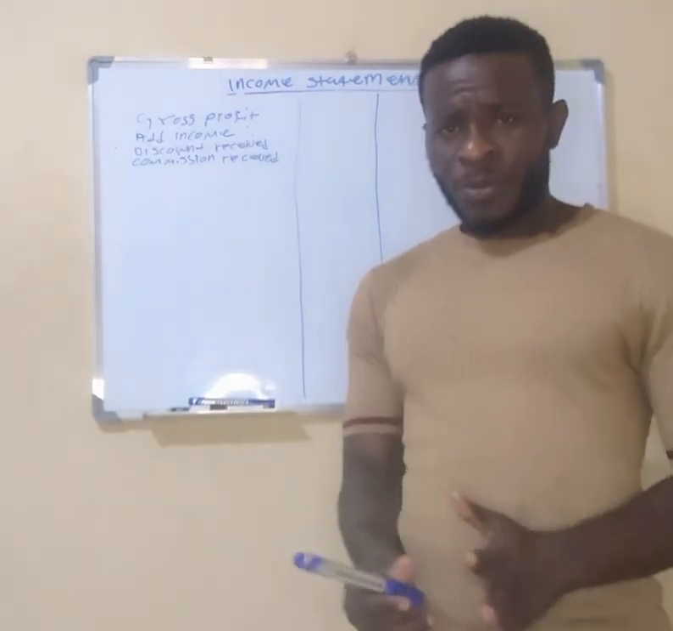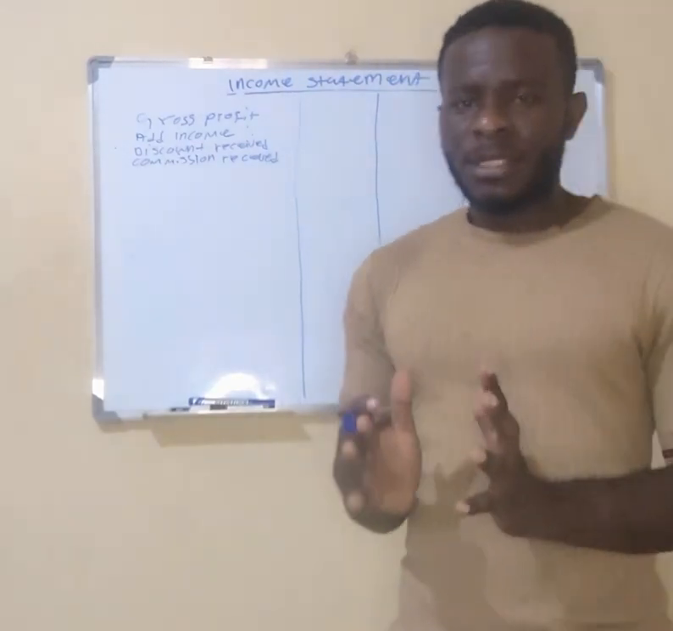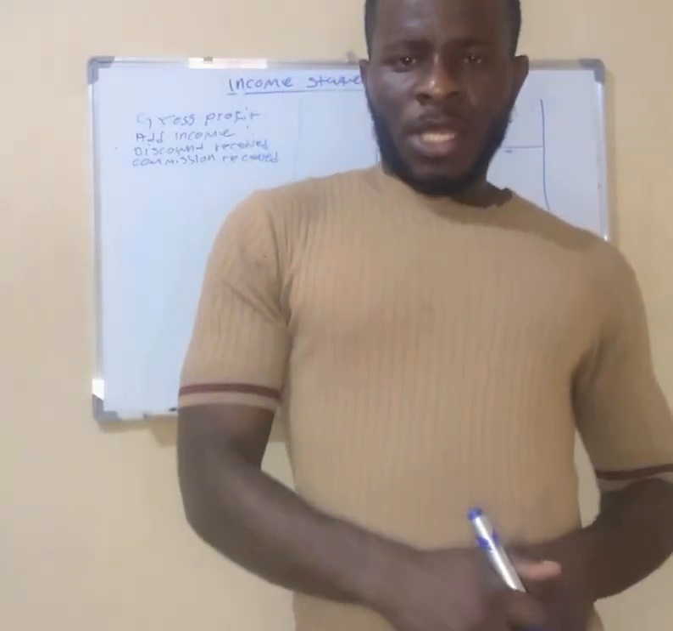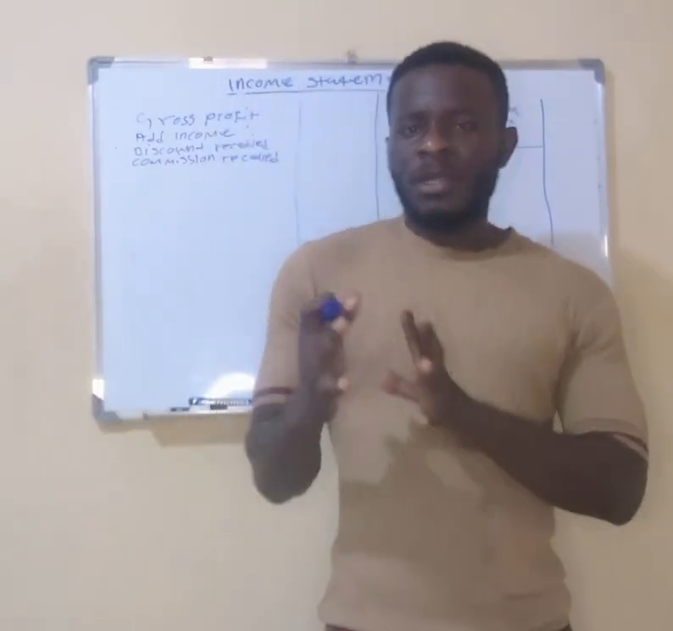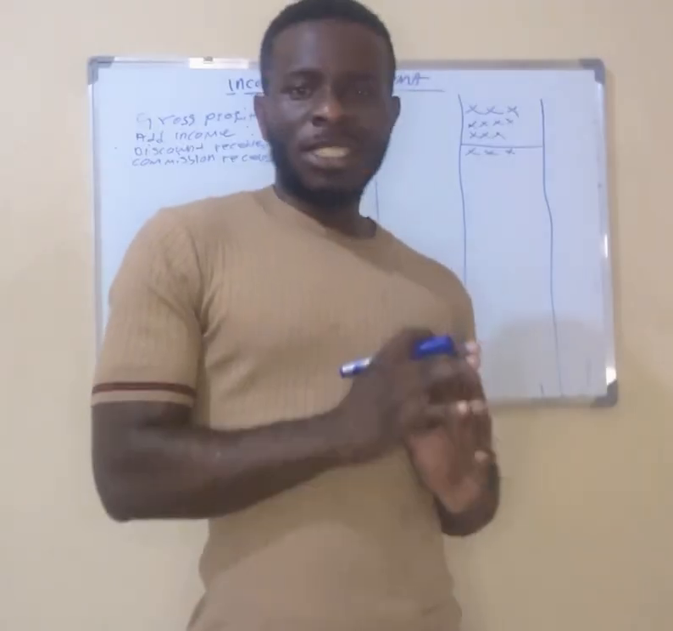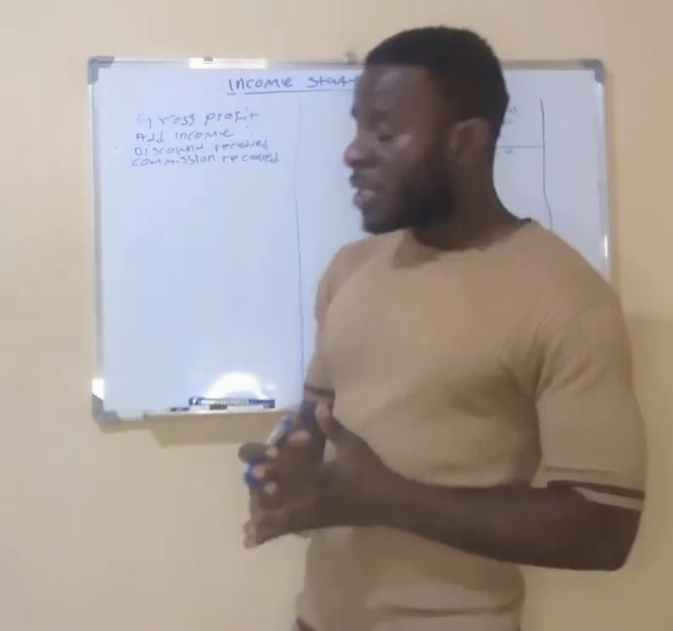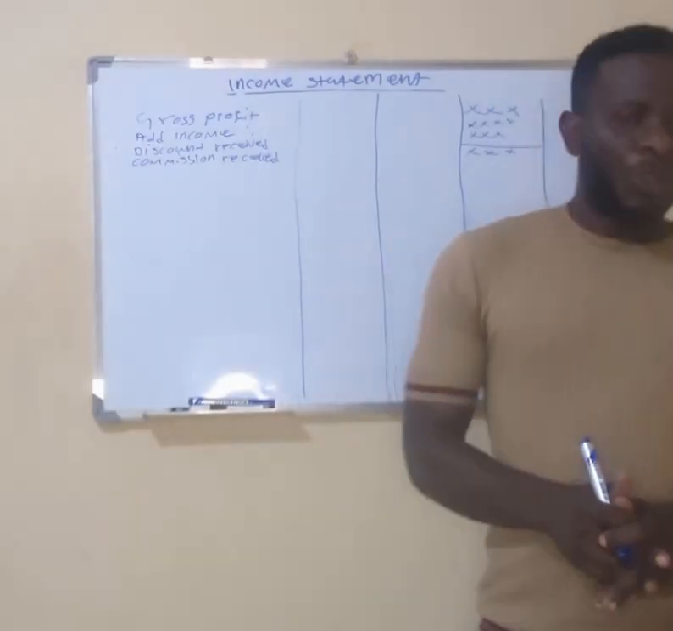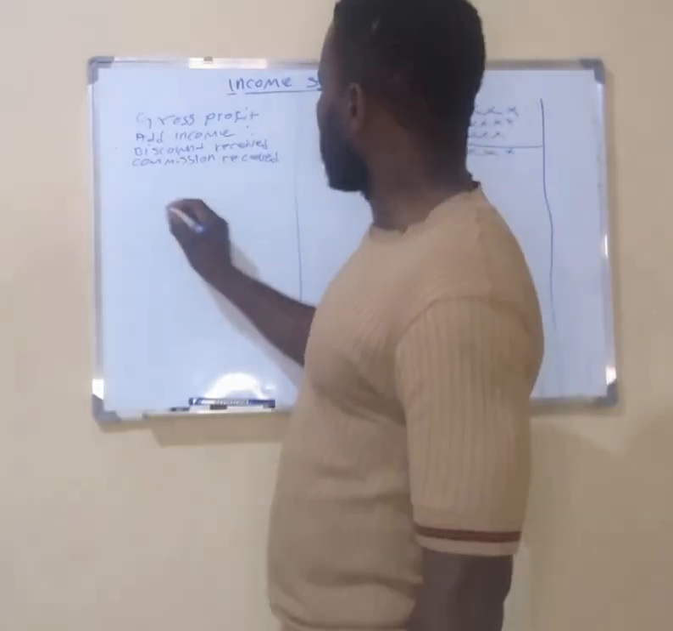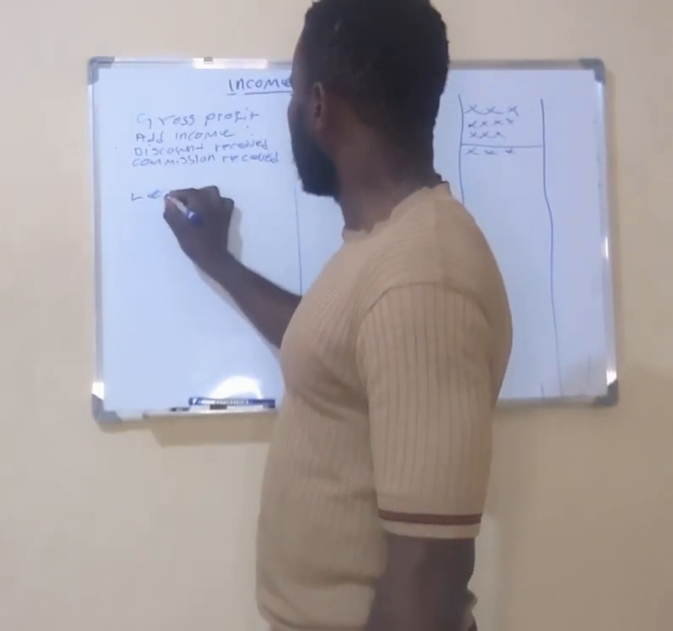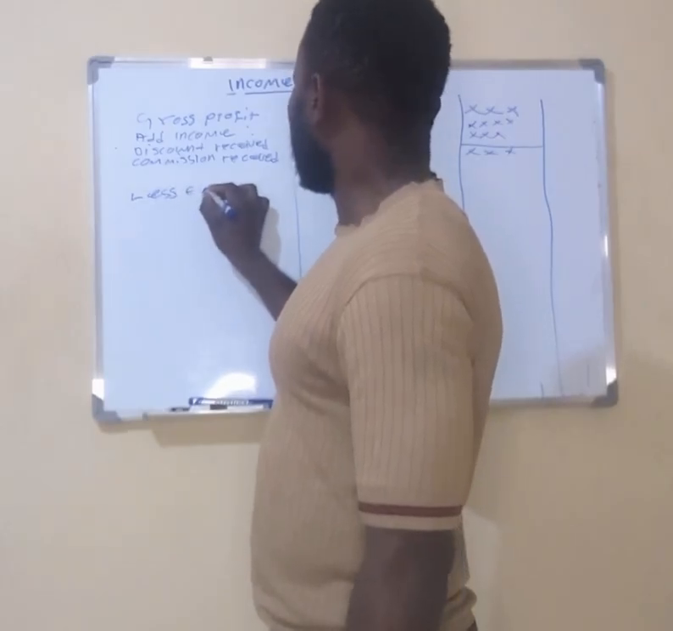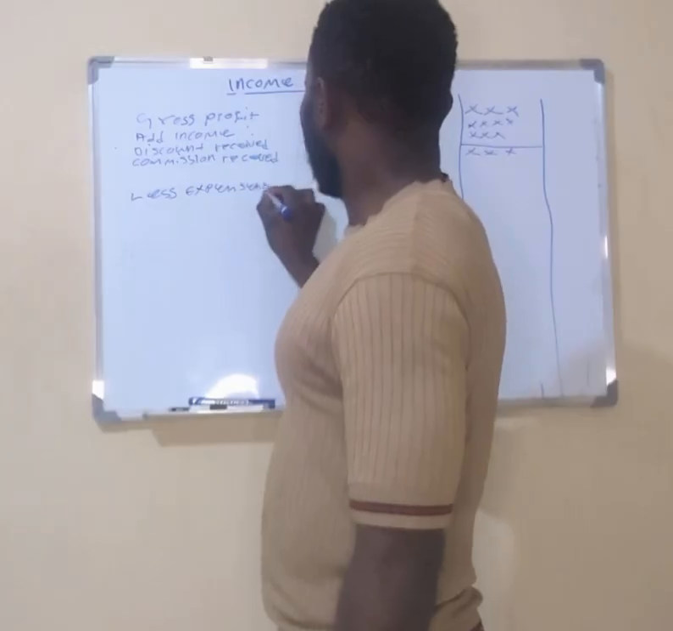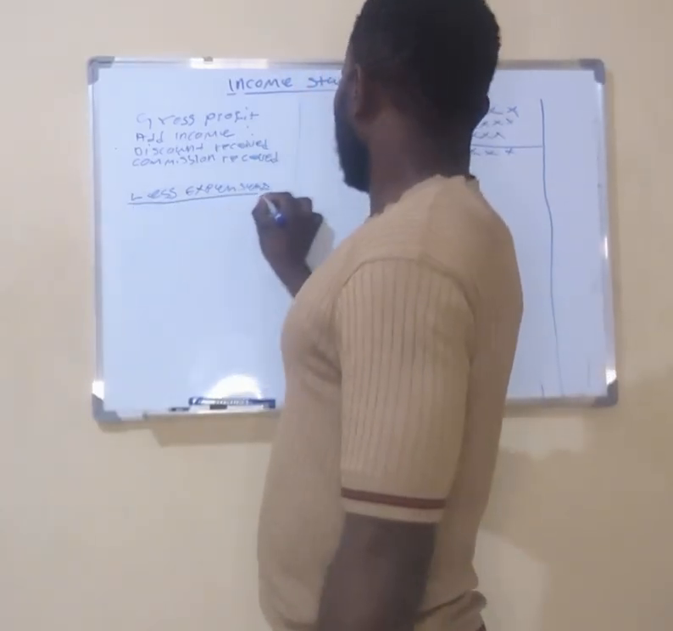So now we are going to go into another part, which is now the trading, profit and loss account. This is the part that will determine whether the business was running at a profit or a loss. So you say less expenses.